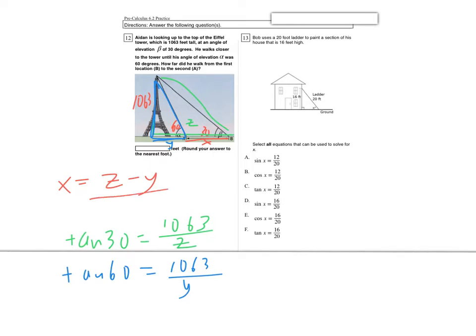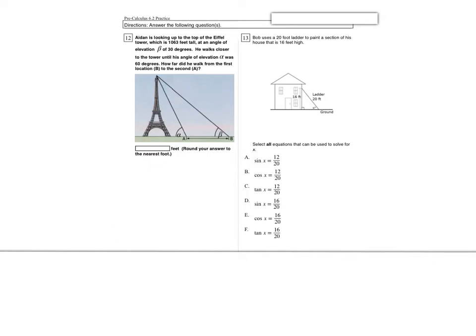All right, next up here, we got the ladder here, and then it's 16 feet high. And so I think we want to find all the equations that could be used to solve for x. So the one I see right off the bat is sine of x equals 16 over 20 could be used. Now we would have to do the sine inverse to find that, but that could be used to find it. Now there's going to be more than one because it does say select all that apply.